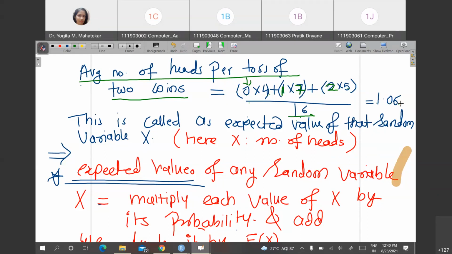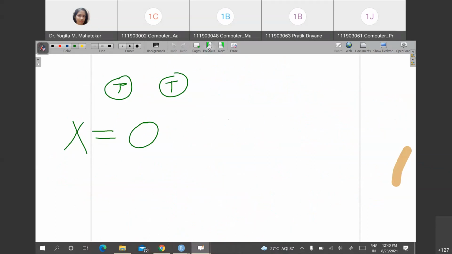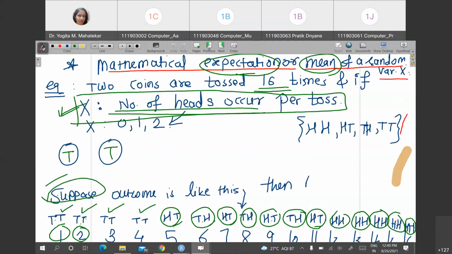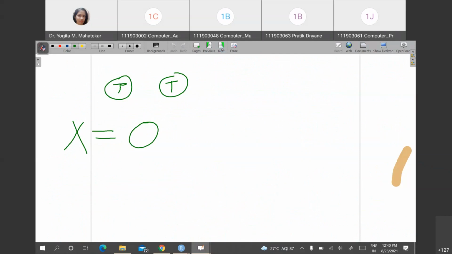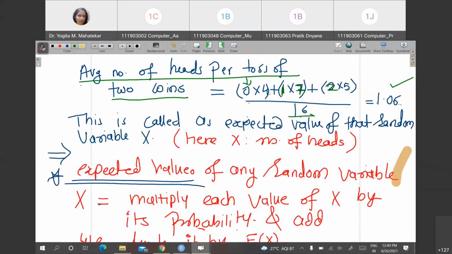So on an average, you can see here what value of capital X is appearing most of the times. The capital X, 7 times I am getting one head out of 16. So therefore your expected value or the mean value of the random variable is coming out to be 1.0 something, meaning on an average you will get one head. This is called the expected value of that random variable. Here capital X, the random variable, is the number of heads.